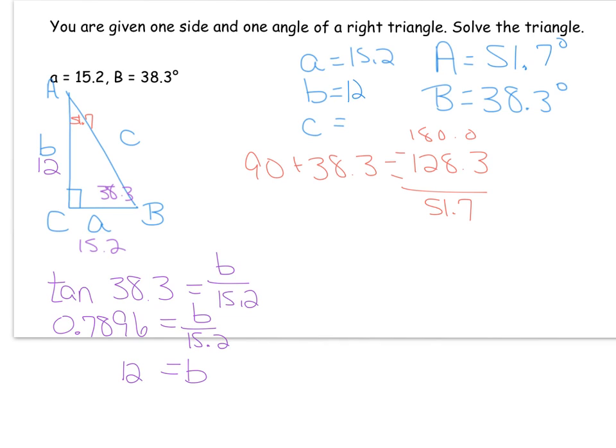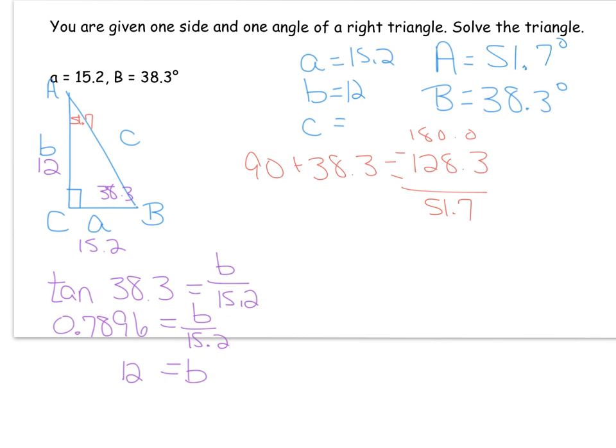You have some options here. You can use the Pythagorean theorem: a squared plus b squared equals c squared. You can use the angle you were given. I like using something they already gave me because I know that's accurate. I'm not real thrilled about using the 12 because I had to round it, but it's not the end of the world if I use it.